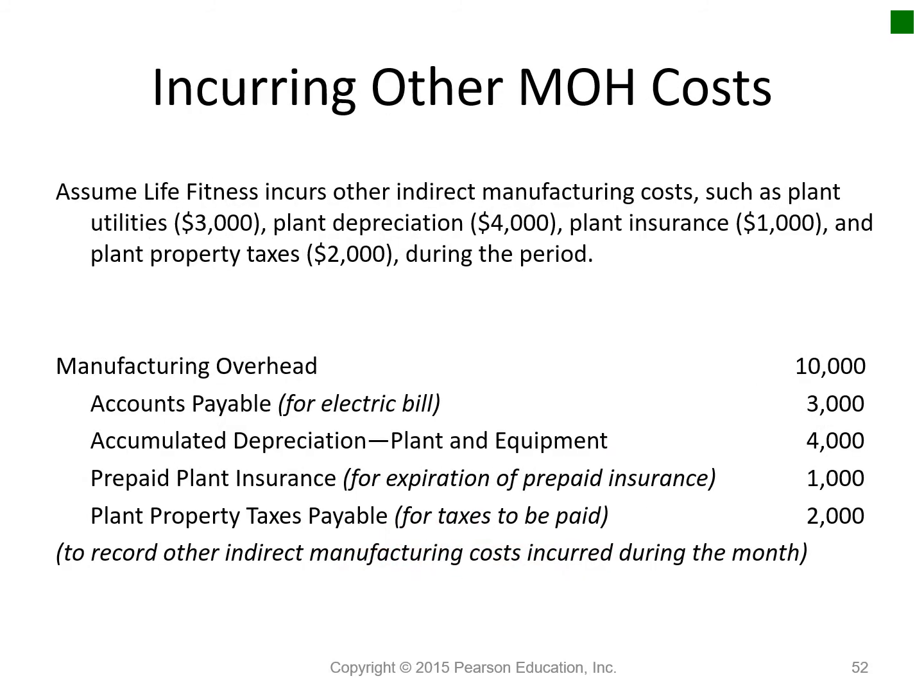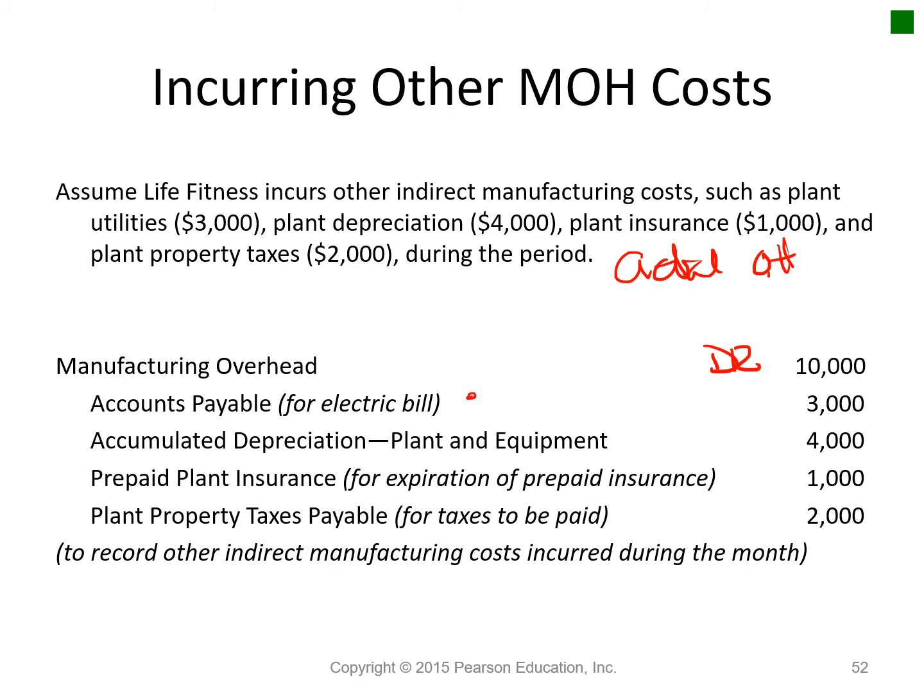Okay, so now it says assume Life Fitness incurs other indirect manufacturing costs such as plant utilities, plant depreciation, plant insurance, plant property taxes during the period. Guys, all this stuff is actual overhead. And so all of this is going to be debited into manufacturing overhead.